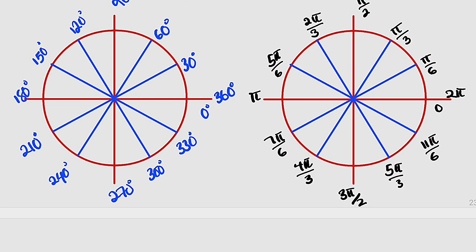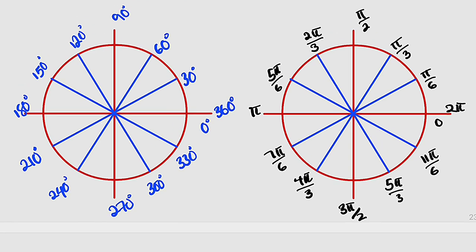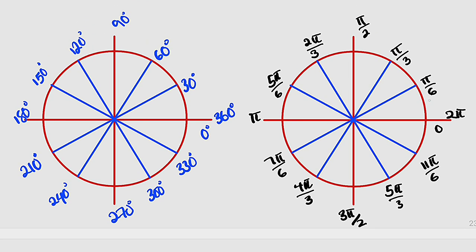2 pi. All right. So you can see that we have how many angles here? We have 12 of them with their corresponding degrees. So this is 30 degrees, which is pi divided by 6. We have 60, which is equivalent to pi divided by 3. 90, pi divided by 2. 120, 2 pi divided by 3. 150 degrees is 5 pi divided by 6. 180 is pi. 210 is 7 pi divided by 6.